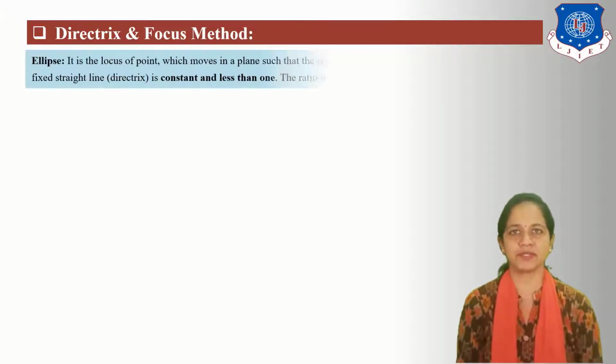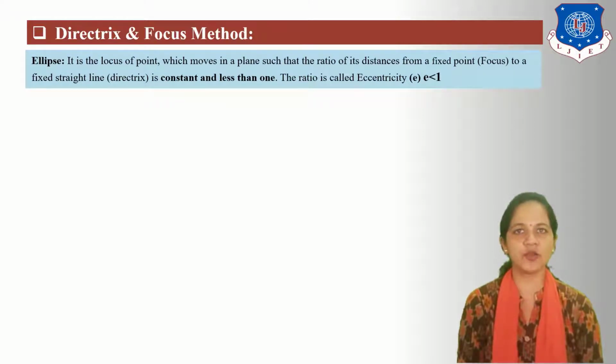Now what is an ellipse? The ellipse is a locus of a point which moves in a plane so that the ratio of its distance from a fixed point, which is the focus, to a fixed straight line, which is the directrix, is constant and less than 1. The ratio is called eccentricity, and eccentricity E is less than 1.